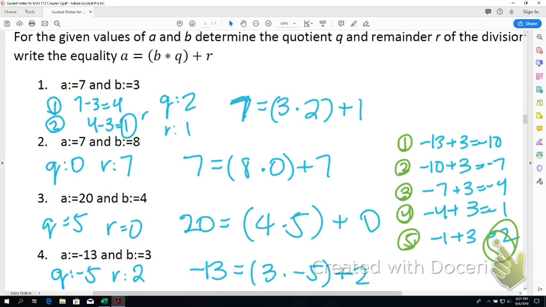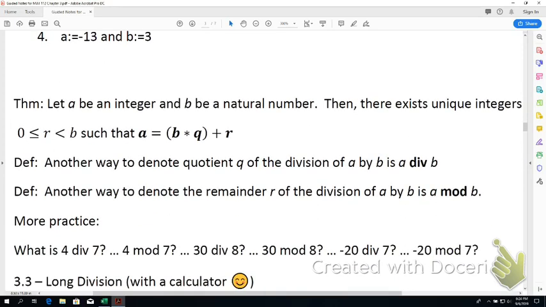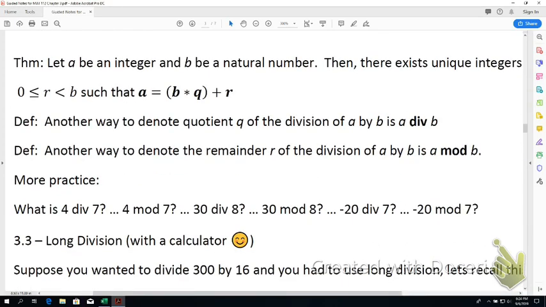So we're going to talk about a few theorems now. Let a be an integer and b be a natural number. Then there exist unique integers q and r, with r between 0 and b, including 0, such that this is true. So this is now true for any value of a. Another way to denote the quotient of the division of a by b is a div b. And another way to denote the remainder of the division of a by b is a mod b.